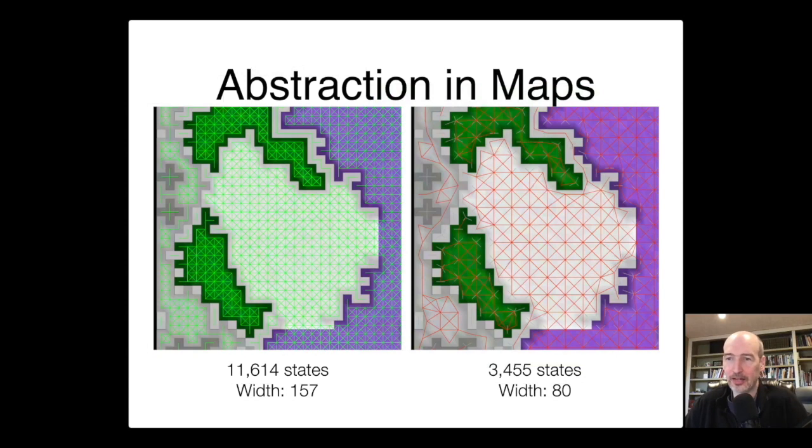And so this is actually an example that I built some time ago. I didn't have it in that lecture, but this is showing a portion of a map. On the left-hand side, you can see the original representation of the grid, which is in green. And on the right-hand side, you can see an abstraction of the map, and we'll talk about what this abstraction is and where it comes from. But this is an abstraction that reduces the number of states by about a factor of 4. And you can see that the heuristic value, this is a two-dimensional map, so the square root of 4 is 2. And we've reduced the width of the map, that is the maximum diameter, from 157 to 80.